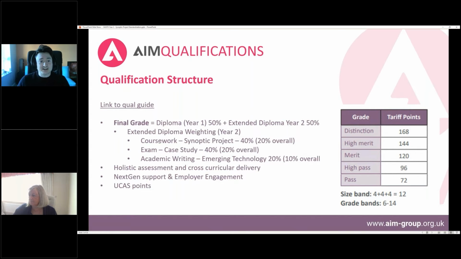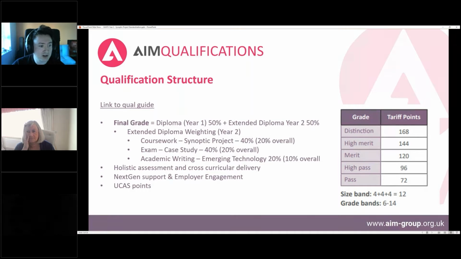The synoptic project is the coursework element. So in year 1, you'll do the asset development portfolio. This is the same sort of coursework element, taking up 40% of the year, 20% overall. You also have the exam, which is the case study, which is also worth 40%, and then you have the academic writing, which is the emerging technology.